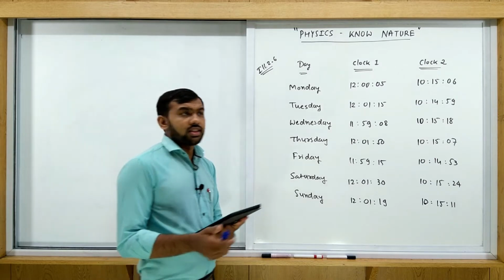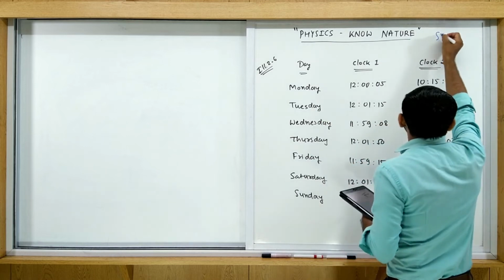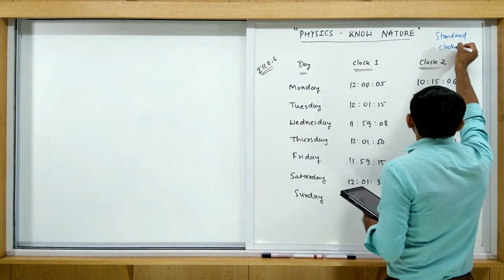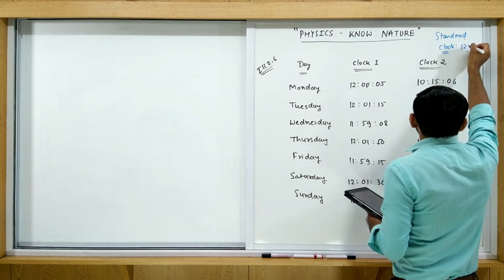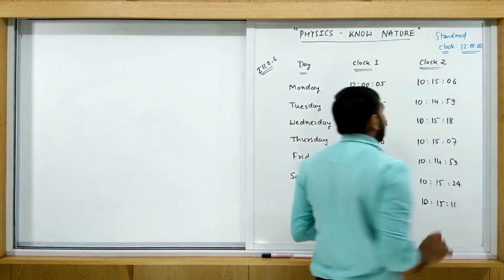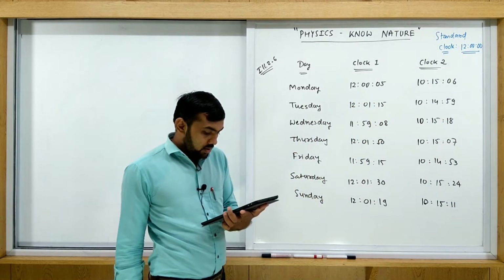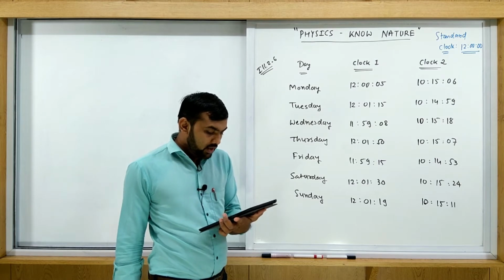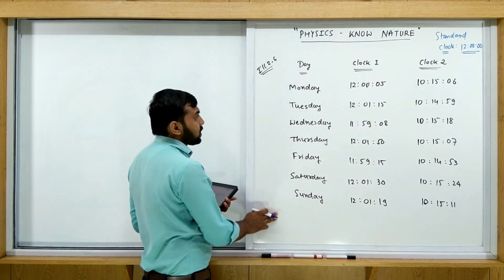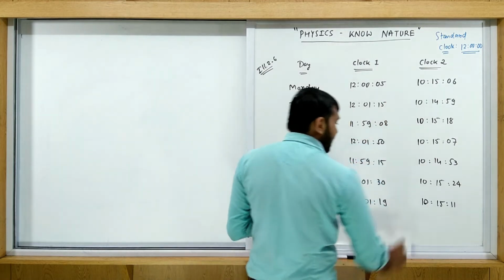So in the standard clock, what is the time? Write down: in the standard clock, what is the timing? 12:00:00. This is the timing in a standard clock. The readings of these two clocks are given for 7 days. Clock 1, these are the readings. Clock 2, these are the readings.